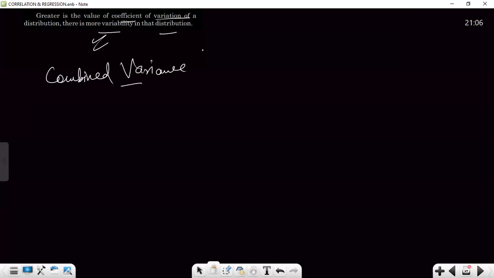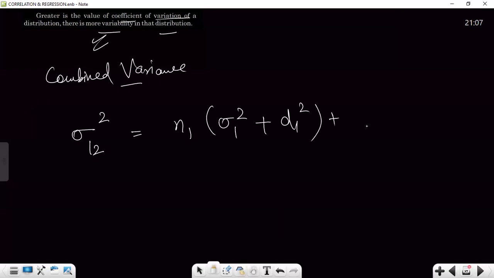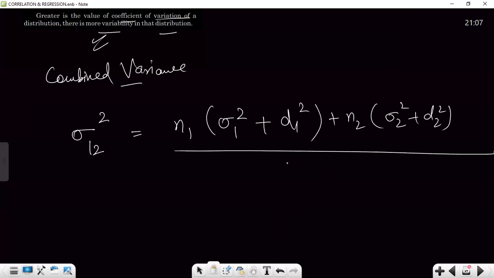So first let me write its formula. The combined variance sigma 1 2 squared equals n1 times sigma 1 squared plus d1 squared, plus n2 times sigma 2 squared plus d2 squared, divided by n1 plus n2. I'll explain what d1 is.